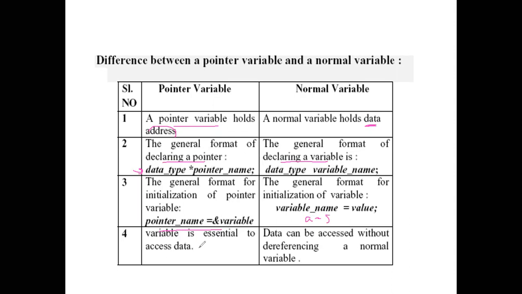A variable is essential to access the data. A pointer variable is used for accessing the data. Data can be accessed without dereferencing for a normal variable, so we don't need any dereferencing operator or pointer here. Without the ampersand, we can directly access the normal variable's data. With a pointer, first I have to initialize it like this, then I have to access the data. Write one example for a pointer and one example for a normal variable.